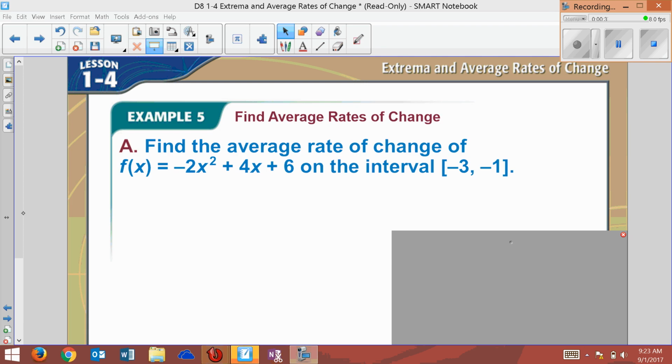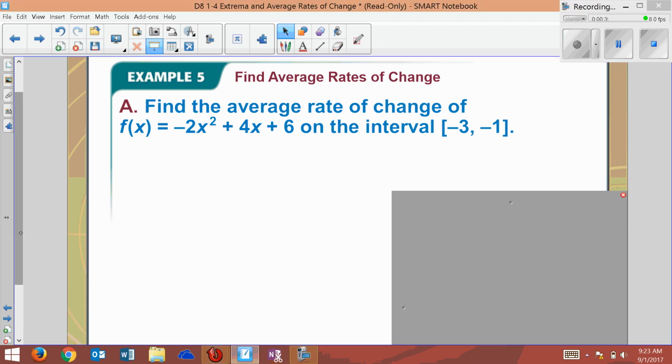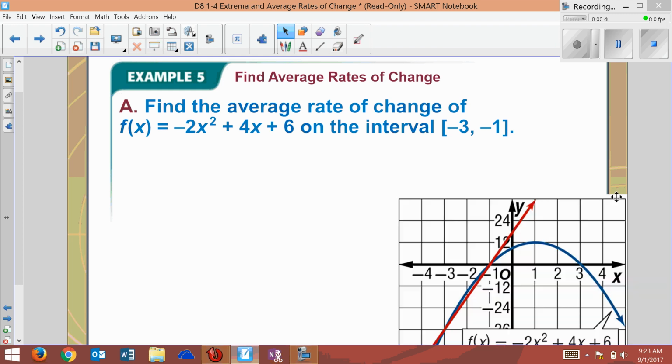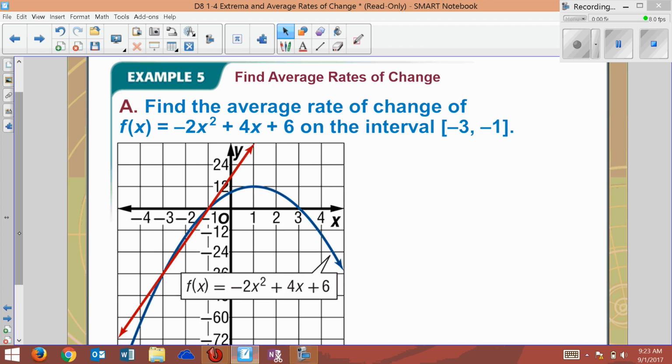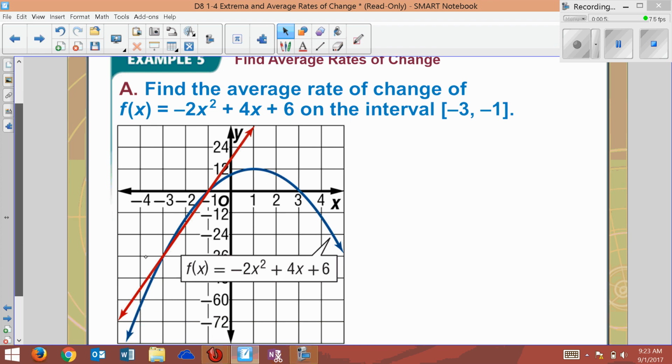Let's look here. It says find the average rate of change of this equation on the interval from -3 to 1. Now, I'm going to look at the picture. And here we have the picture, and we can see the secant line in red. Now, we're going to look from the 2 points that intersect. This is going to be the first point. This will be the second point.